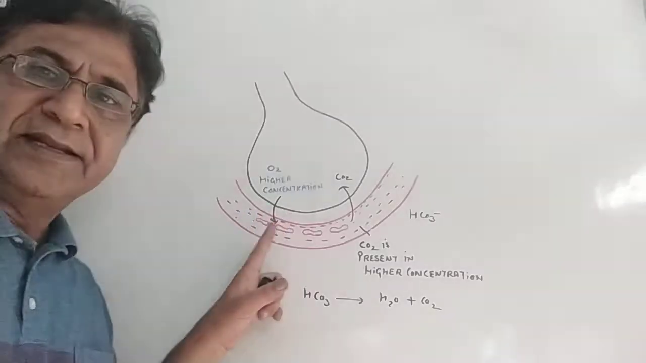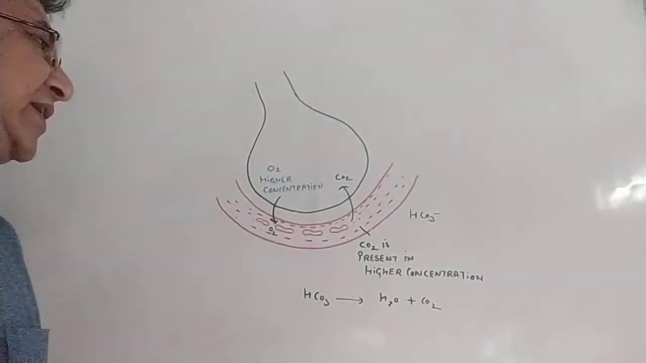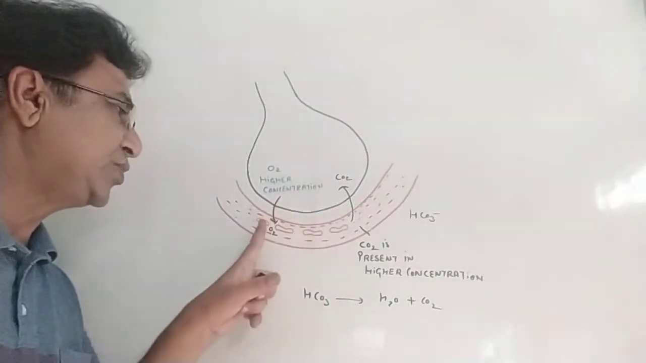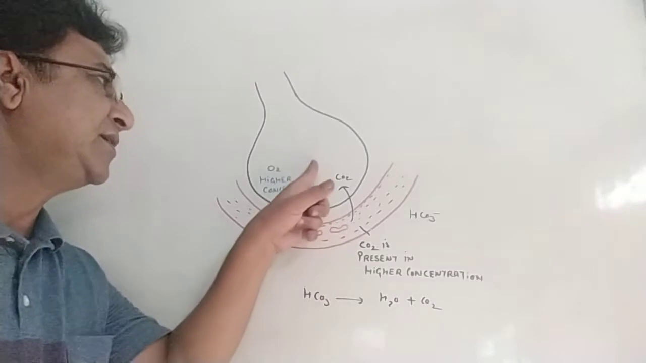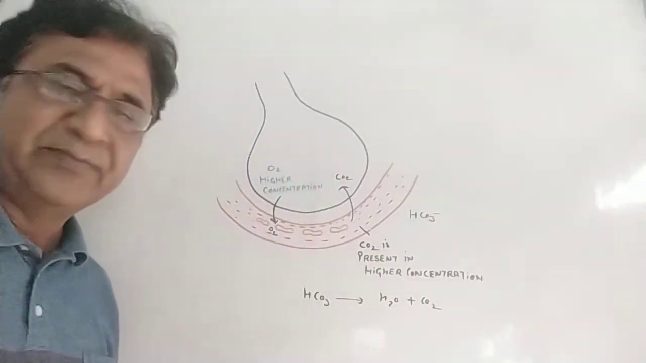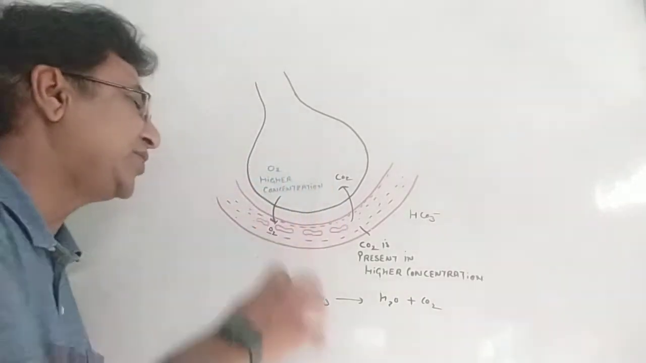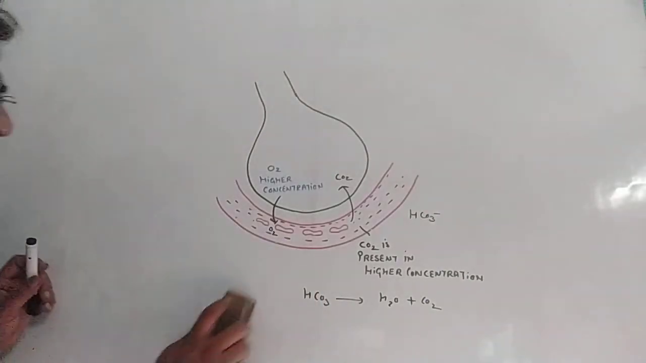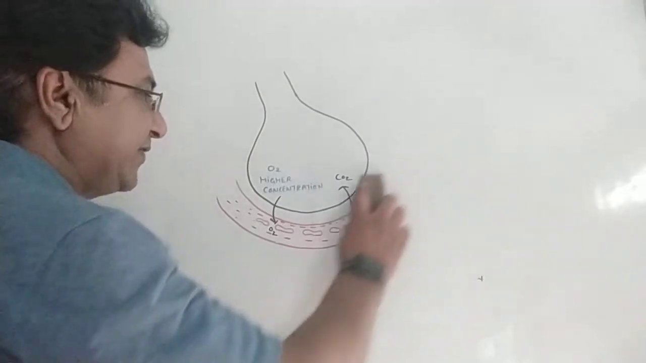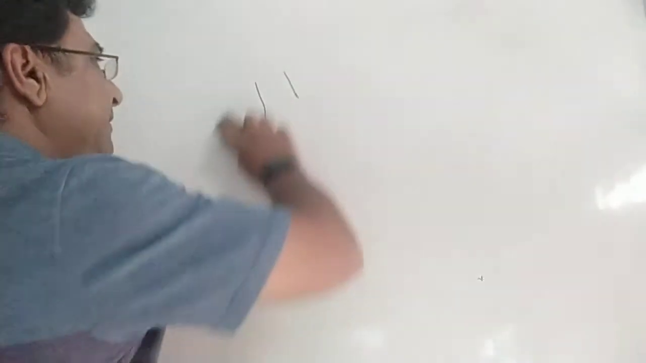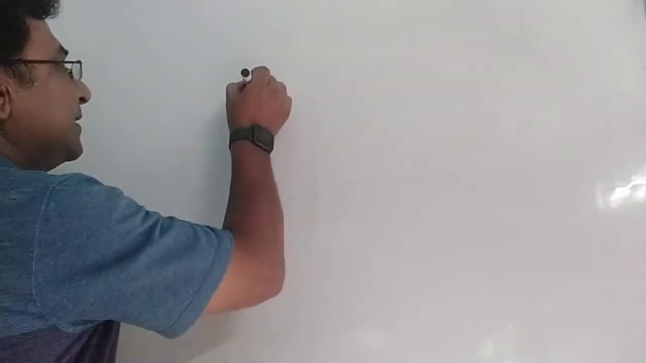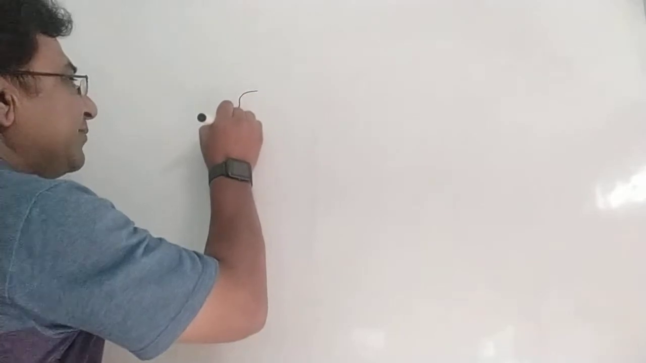So the process is again diffusion, which is utilized for gaseous exchange from alveoli to the blood vessels, and from the blood vessels back to the alveoli. Remember that. This is the first topic you should remember. Second, now respiration in different organisms. The second topic is respiration in different organisms. Let us discuss respiration in amoeba.